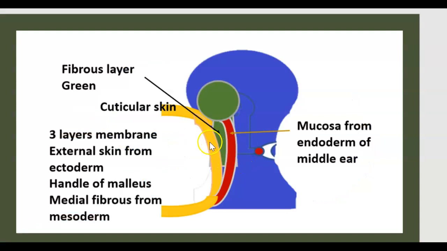Three layers of membrane: the cuticular layer or skin layer, the fibrous layer in green, and the mucosa from the endoderm of the middle ear. A three-layer membrane: external skin from ectoderm, the handle of the malleus, medial fibrous from mesoderm, and mucosa from endoderm.